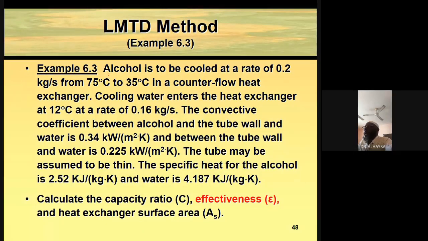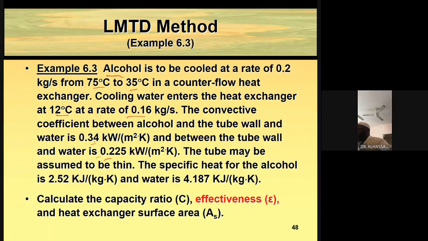So here we have alcohol to be cooled at a rate of 0.2 kilogram per second, from 75 degrees to 35 in a counterflow heat exchanger. Cooling water enters the heat exchanger at this temperature, and the flow rate is this. The convective coefficient between alcohol and the tube wall is 0.34, and between the tube wall and water is this. So here we are giving HO and HI.